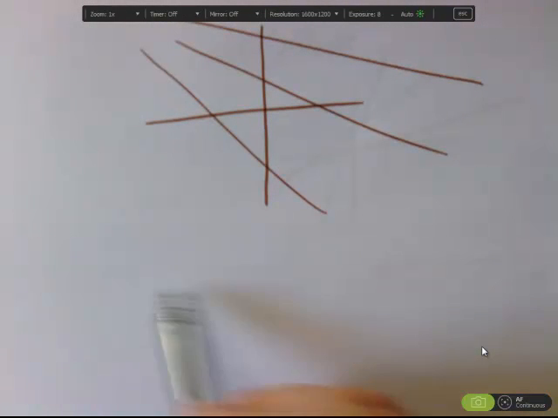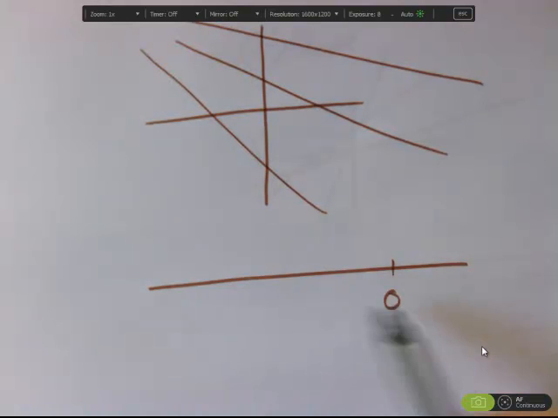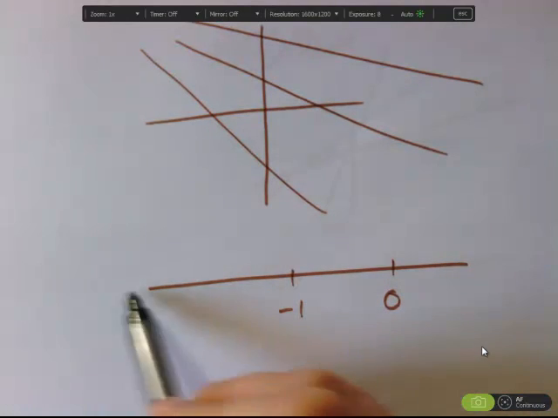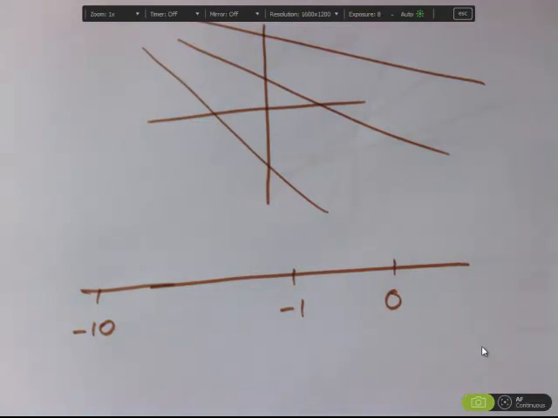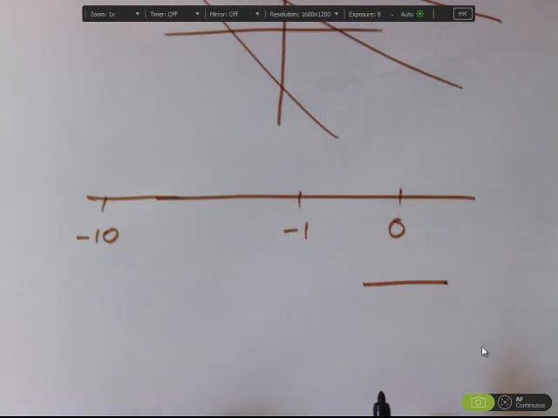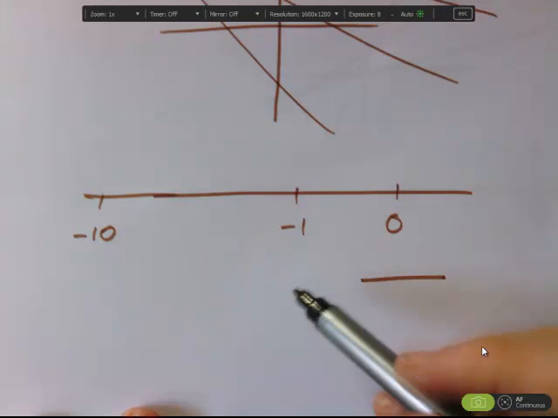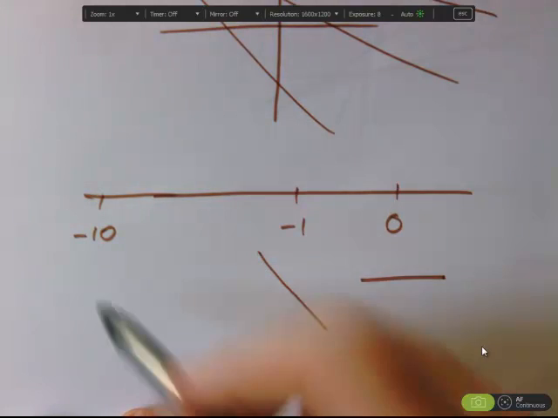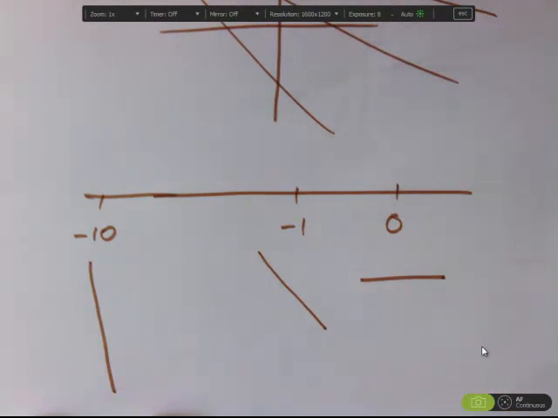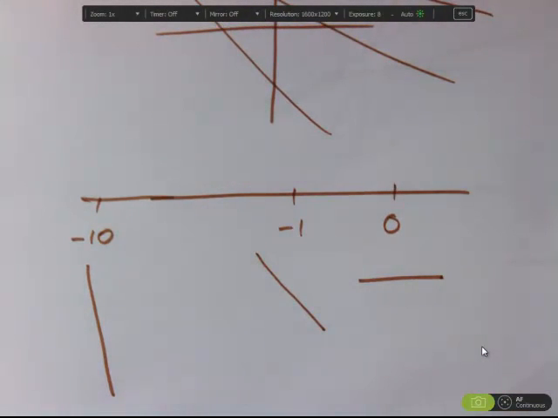Let's go to the other side of that line. If I've got 0, -1, and then off up here somewhere -10, the slope of 0 will be flat. The slope of -1 will look like that. The slope of -10 will look like that. So again, you've got this idea that the further away you go from 0, even in the negative direction, the steeper that slope is going to be.